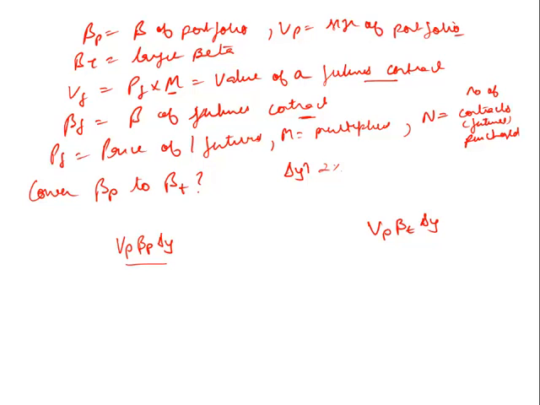So if we also purchase N contracts over and above this portfolio of ours, then these N futures contracts will change to the extent of N into the value of one contract into the beta of the futures contract into delta Y. And what we need to ensure is that this total change in the position is equal to Vp into beta T into delta Y. So with the help of this futures position, we are modifying the change in the value of the current position so as to equal it to the target beta. Delta Y will get cancelled.